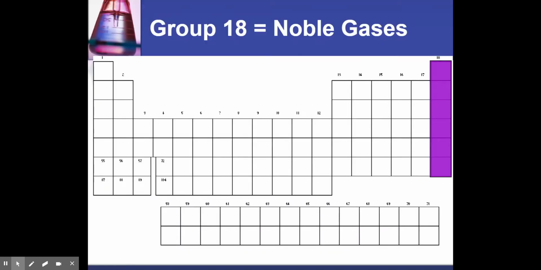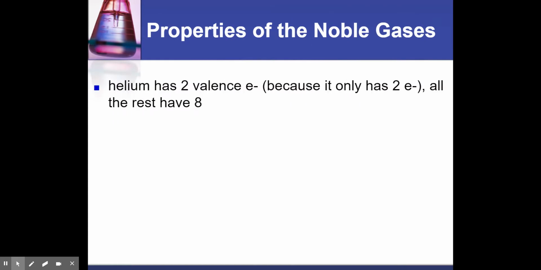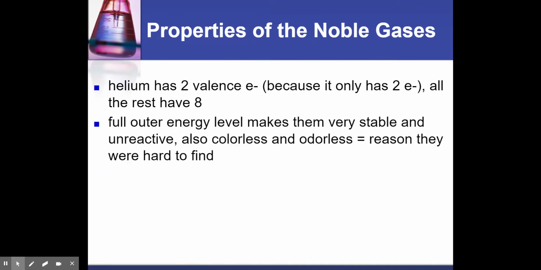Noble gases are group 18, and helium is in this group, and helium, remember, is going to be our exception here. Helium has just 2 valence electrons because it only has 2 electrons total, but all of the rest in this group are going to have 8 valence electrons. The full outer energy level for all of these elements makes them very stable and unreactive. They don't want to give their electrons away. They don't want to take more electrons in, and this makes them very unreactive.